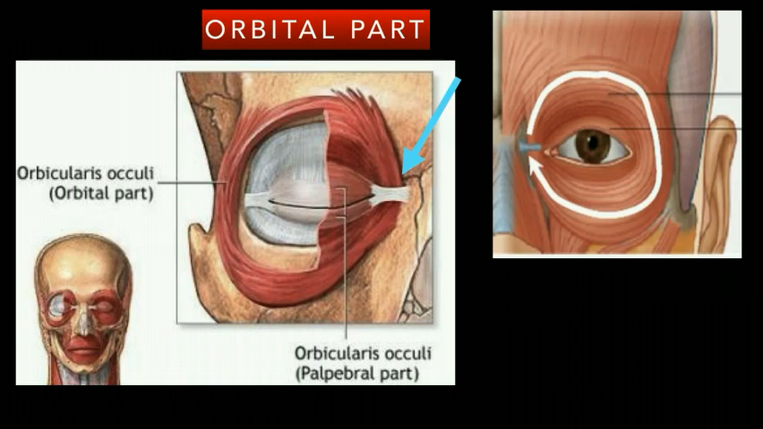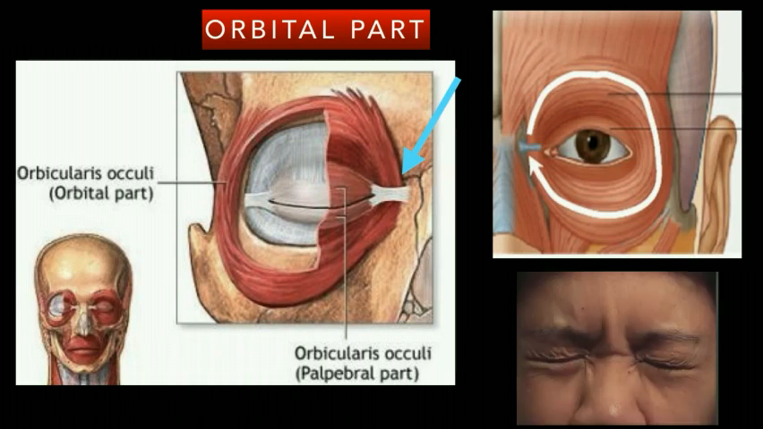The contraction of the orbital part draws the skin of the forehead and the cheek towards the nose. This protective function can partially or completely close the eyes, limiting exposure to potentially damaging factors such as bright light or blowing dust. That is, it tightly closes the eyes.